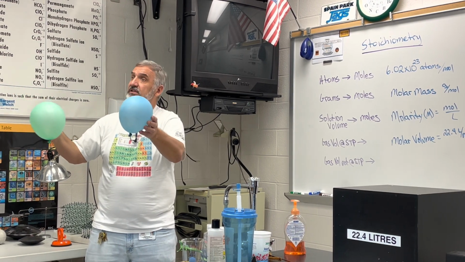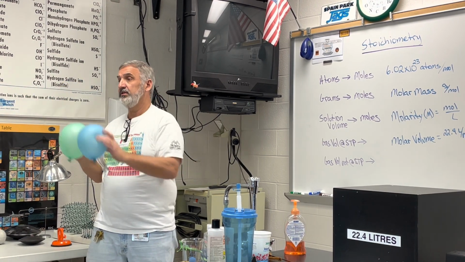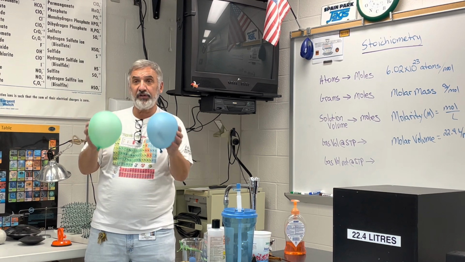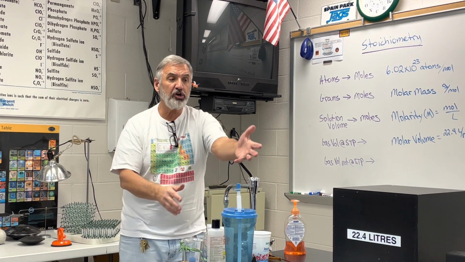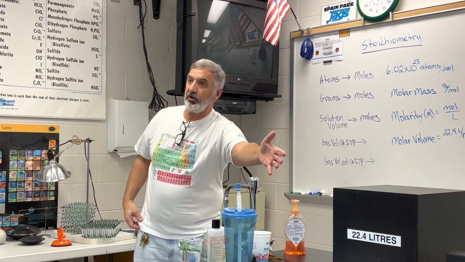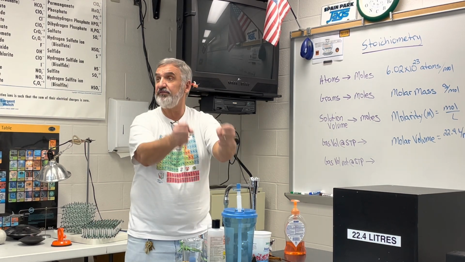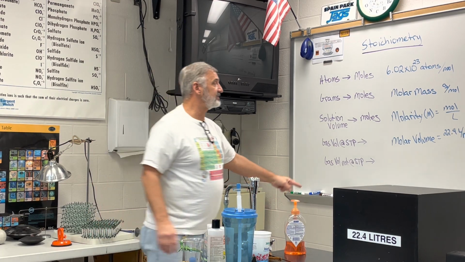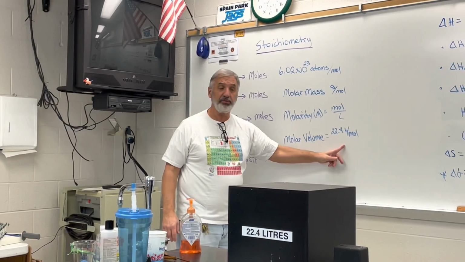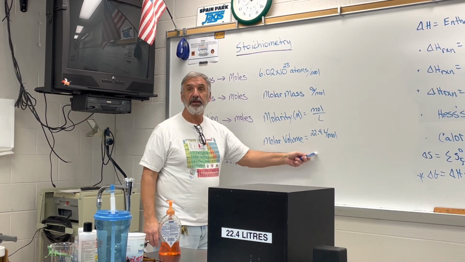The volumes combine in the same ratio as the moles, because equal volumes contain the same number of molecules. That's Avogadro's principle. That all goes with this molar volume. 1 mole of any gas at this specific temperature and pressure is going to occupy 22.4 liters. That gives us a conversion factor between gas volume and moles, which makes the stoichiometry pretty simple.